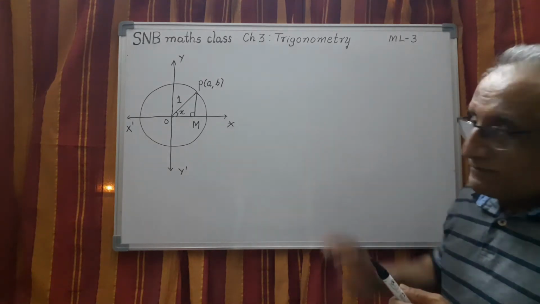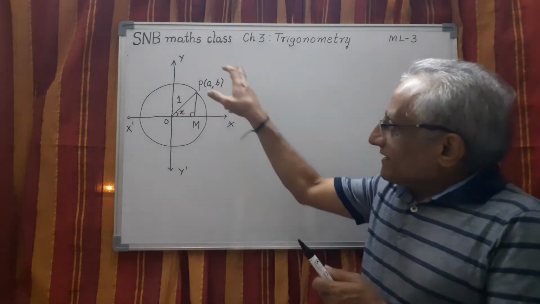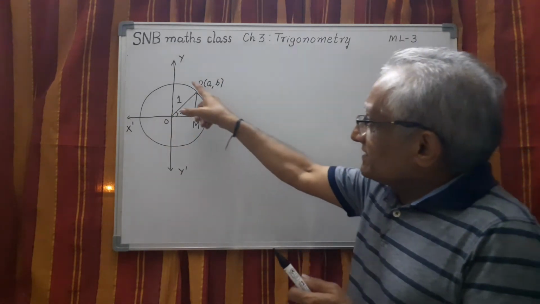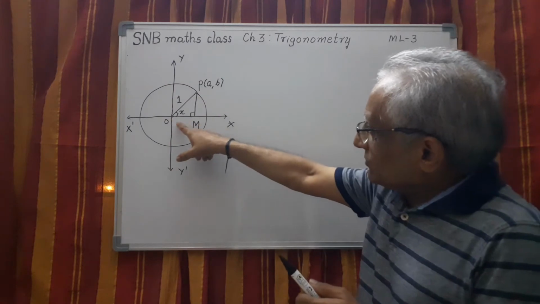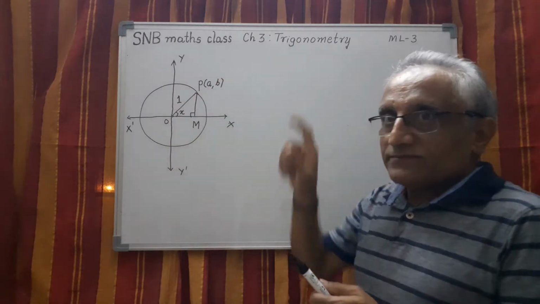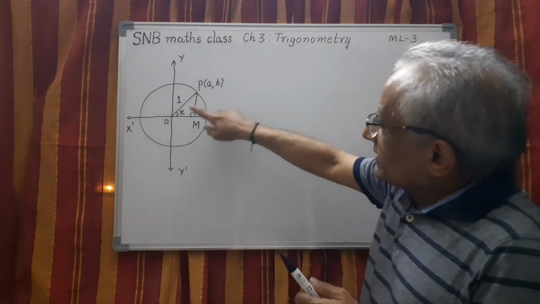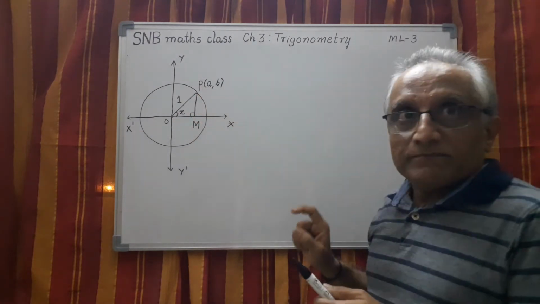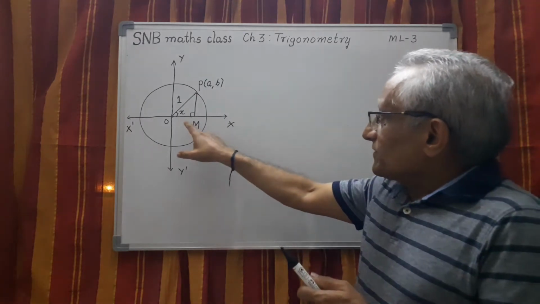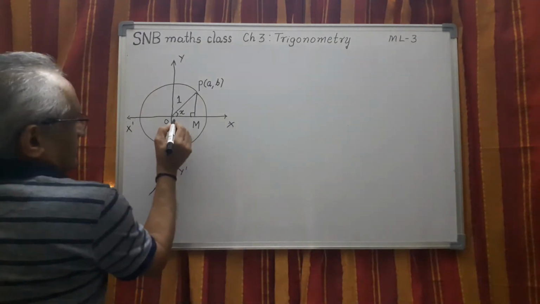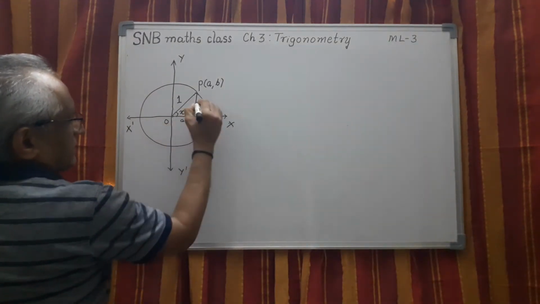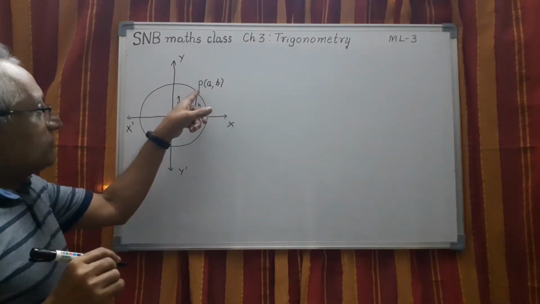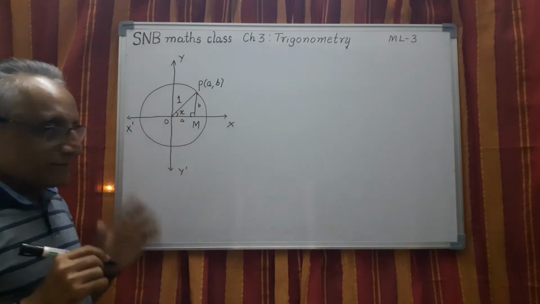Look at this diagram. This is a coordinate system with x-axis, y-axis, and this is the circle with center O and radius 1. Now, you take any radius OP and then draw perpendicular PM. So, this distance, this OM will be A and this PM will be B. So that coordinate of P is (A, B). So this is the preparation.